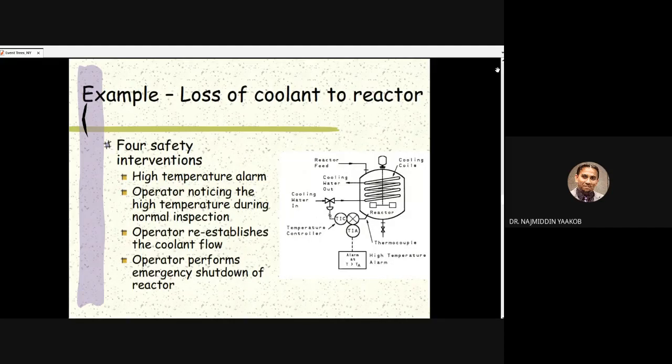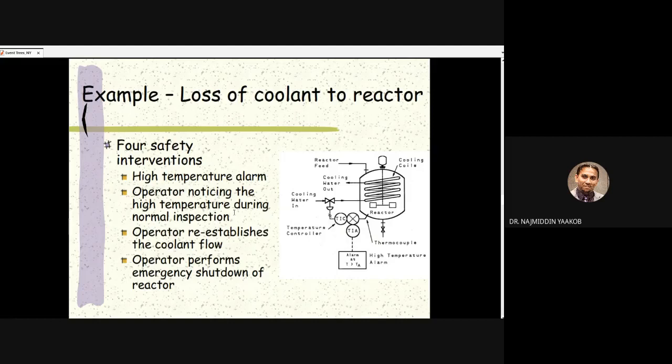Okay, so let's go through an example. You have an initiating event, which is the loss of coolant to a reactor. So we'll start with this loss of coolant to a reactor. This is your reactor. So the initiating event is the loss of coolant. Okay, so we have 4 safety functions here.